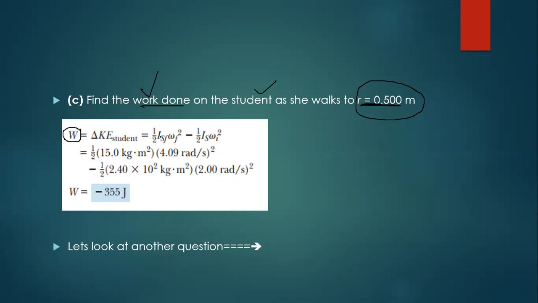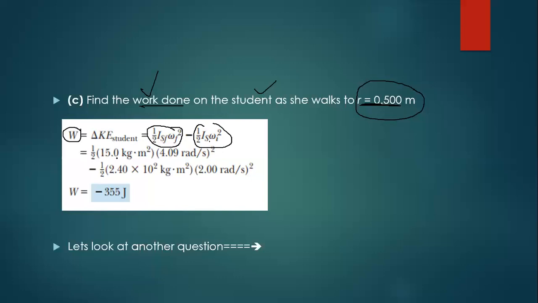So how can we find the kinetic energy of the student? This is the kinetic energy of the student final minus the kinetic energy of the student initial. So we have 1/2 the moment of inertia for the student final times the angular velocity of the student final, minus 1/2 the moment of inertia for the student initial, multiplied by the angular velocity of the student initial.